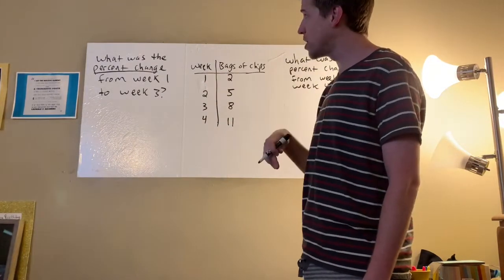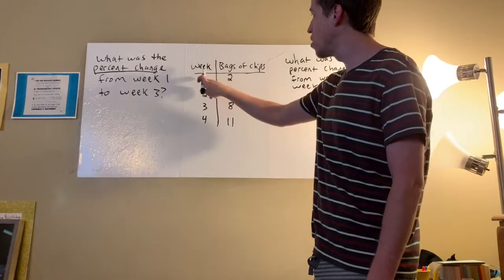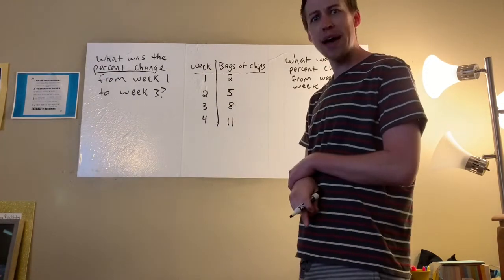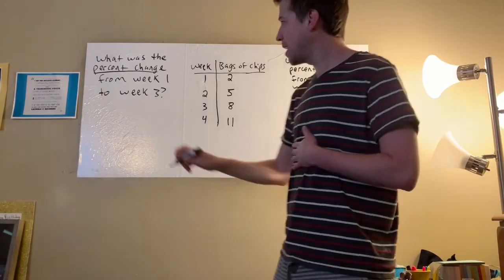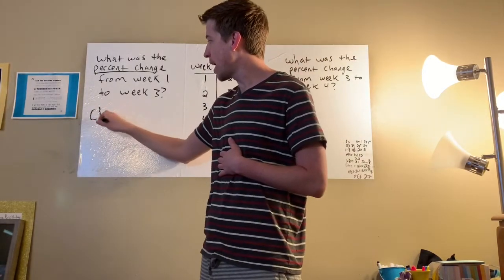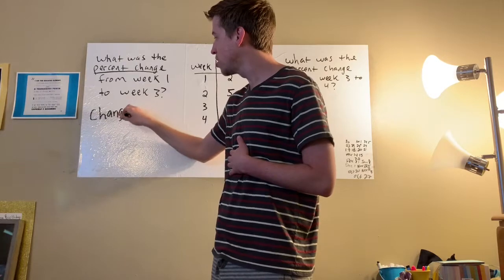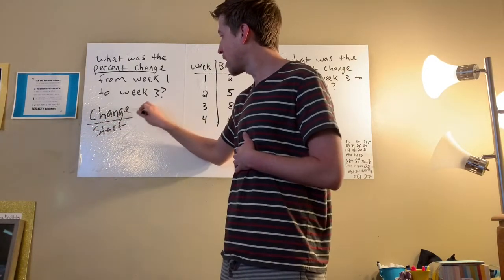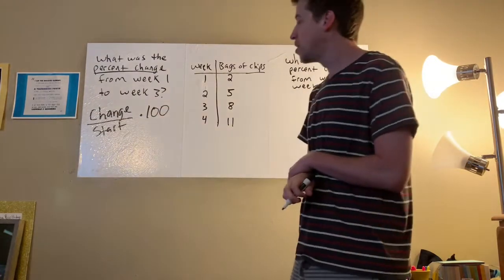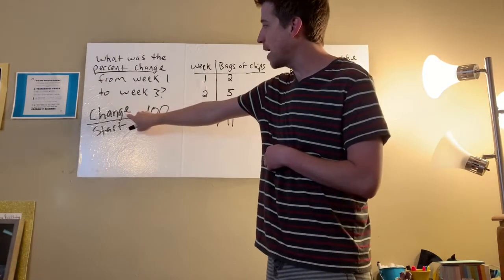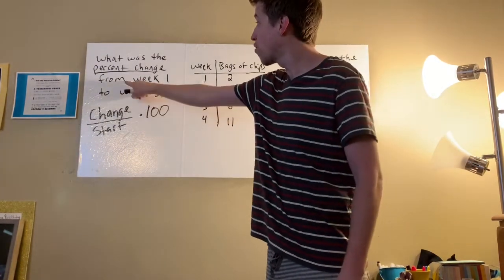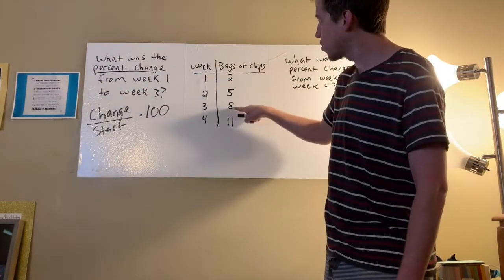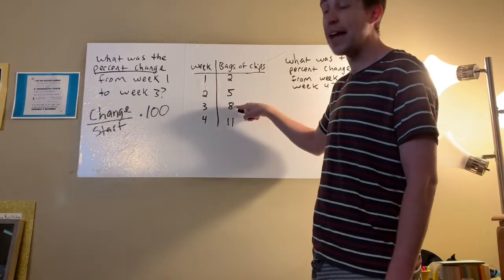The first question is, what is the percent change from week 1 to week 3 in my bags of chips? Anytime you want to know the percent change, you have to find the change, divide it by the start, then times 100. In this case, we need to find the change in how many bags of chips I ate from week 1 to week 3. From week 1 to week 3, I went from 2 to 8.